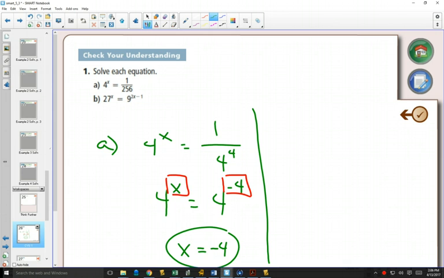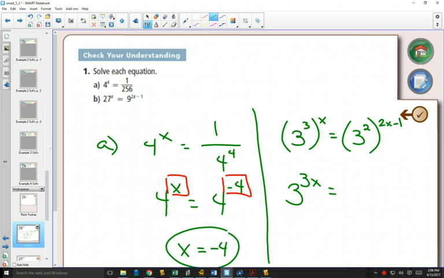So what we're going to do is instead of 27, we're going to write 3 cubed. So we have 3 cubed to the x equals, and instead of 9, we're going to write 3 squared. So what we've done is we've started the process of getting the bases the same. Now we do have to do some work, just like the last one, with our exponent. What is the exponent rule when you have an exponent to an exponent? You multiply. So here I'm going to get 3 to the 3x, and here I'm going to get 3 to the 4x minus 2.